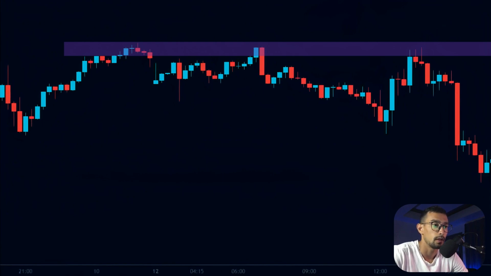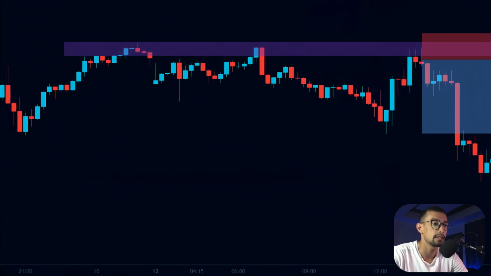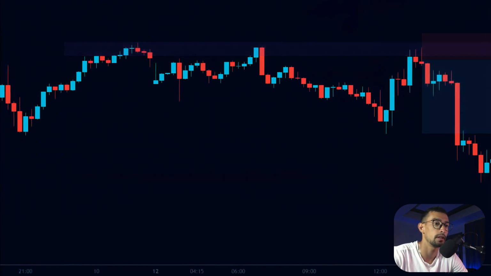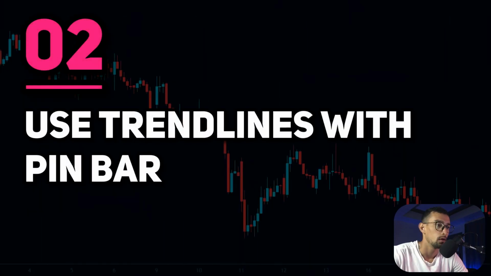So we sell here. We keep our stop loss a few ticks above the resistance level, and we place our targets near the recent low. As you can see, there was a dramatic fall after our entry, so we made profits on this trade as well. Strategy number 2. Use trend lines with pin bar candles.